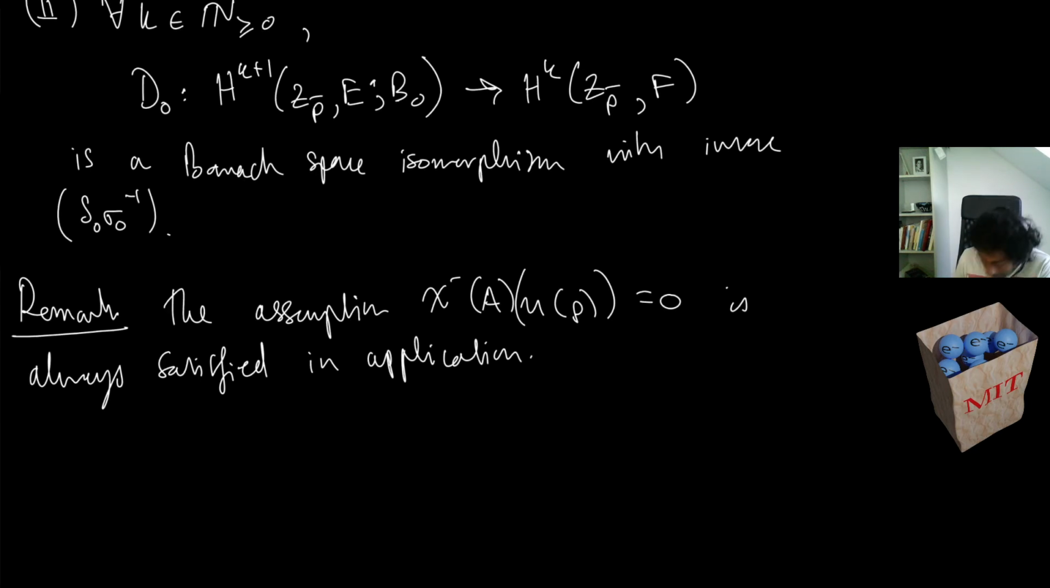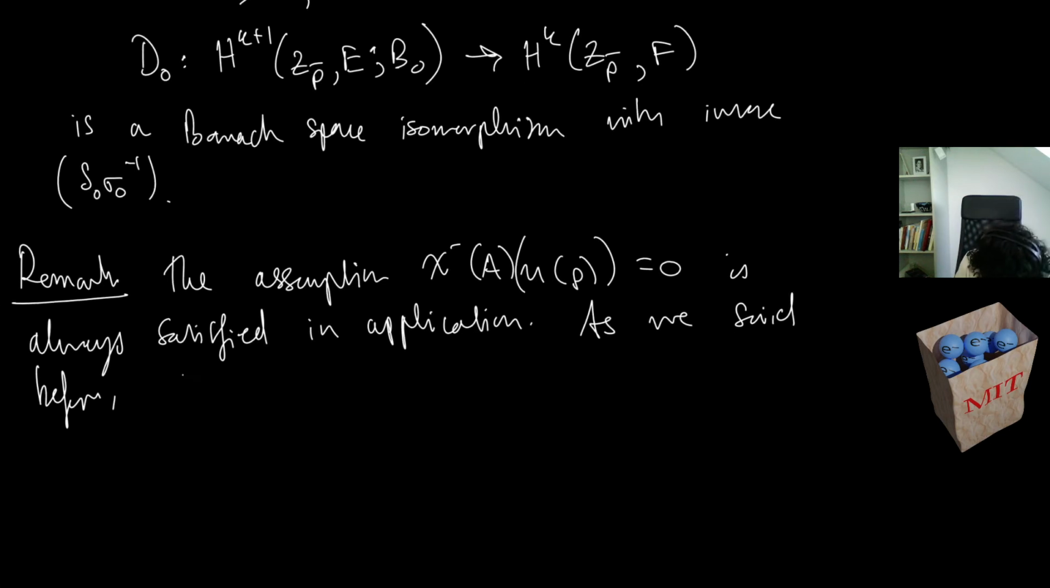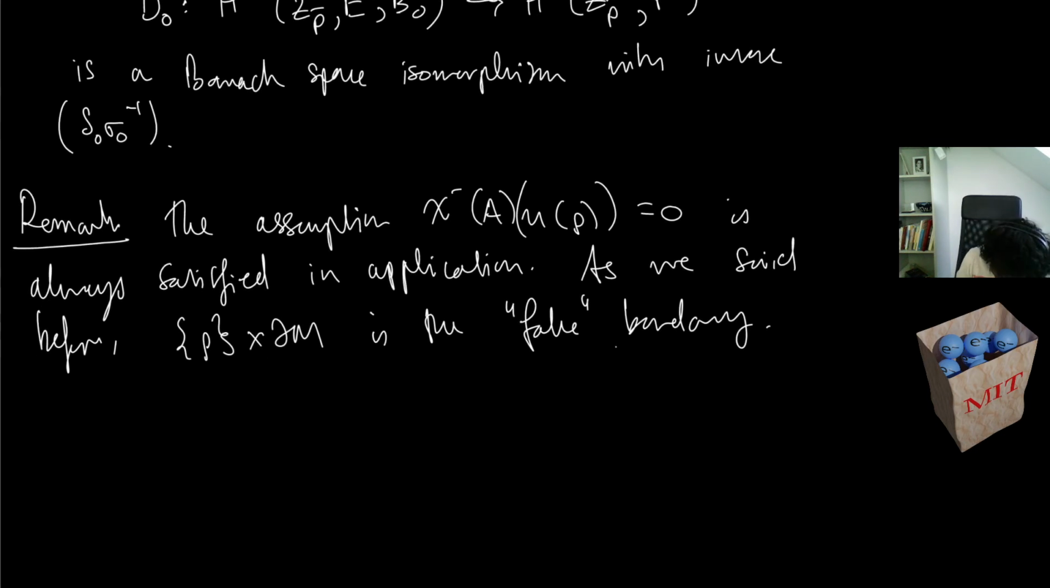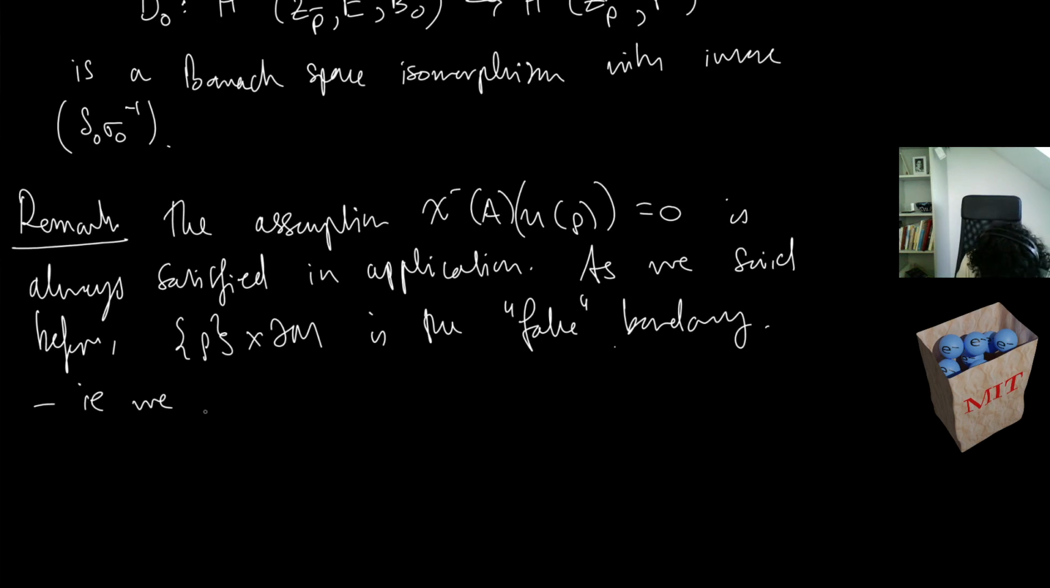Okay, so let's recall from before, as we said before, the boundary rho cross partial m is the fake boundary. That is, we have introduced it artificially.